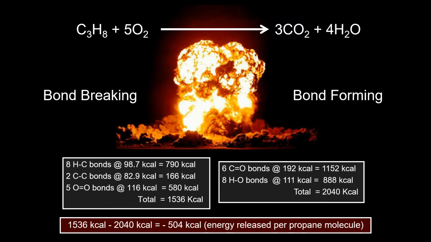On the other side, the product side, we once again can add up all of the bond energies. So for instance, we have 6 carbon to oxygen double bonds. They have very high bond energies, 192 kilocalories. That gives us 1,152 kilocalories. Again, if we add up the bond energies for the products, we get 2,040 kilocalories. The last thing to do is to subtract the bond energies of the products from the bond energies of the reactants. And when we do that, you can see down the bottom there, we get negative 504 kilocalories.